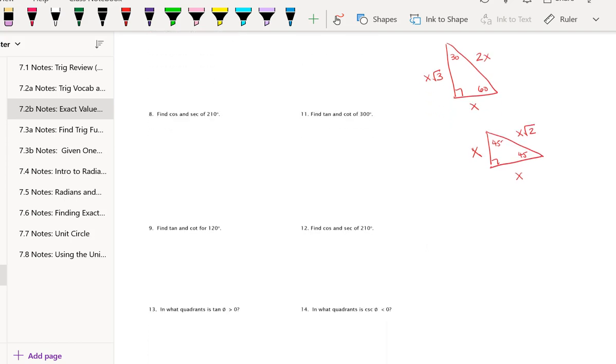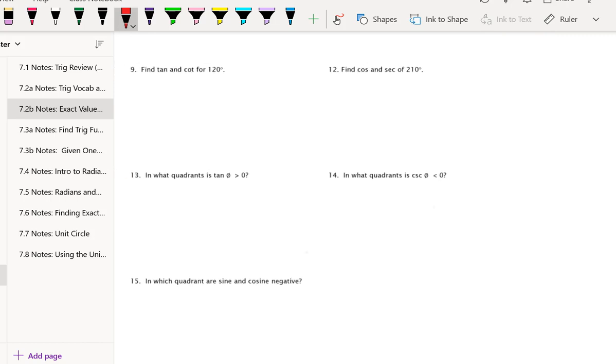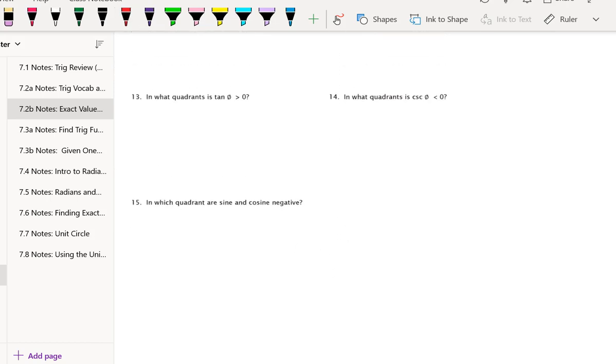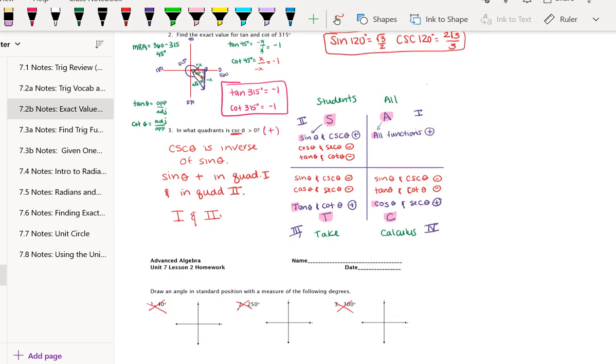Okay, and then when you answer these questions down here: in what quadrant is tangent greater than 0, cosecant less than 0, and in which quadrant are sine and cosine negative. All you're going to do is refer back to this organizer right here to answer those. Okay? Happy trig.